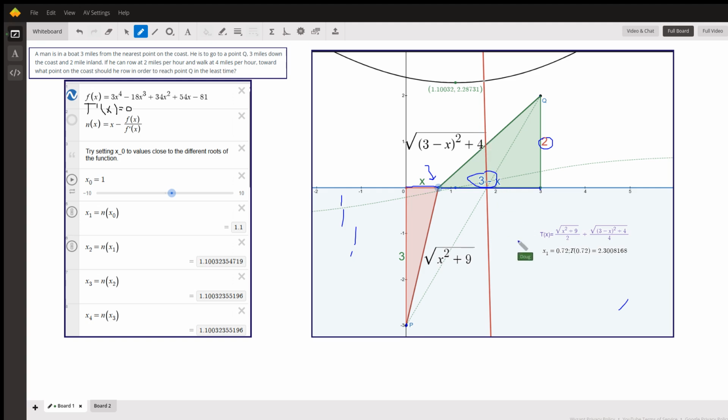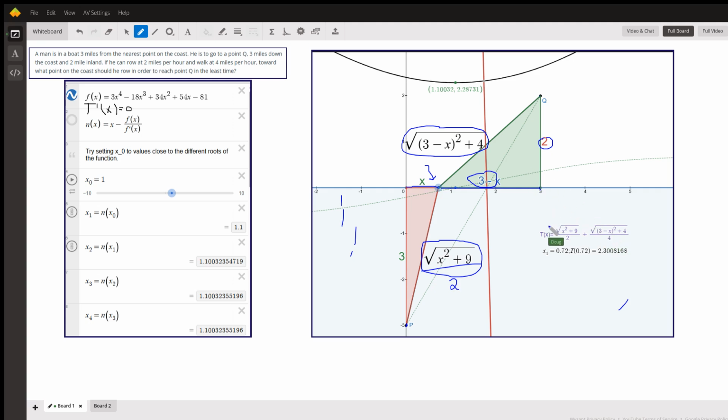Now for the time function, these represent distances. We have to divide by the rate to get the time that he's traveling along those paths. So the total time function is this distance divided by 2 because he rows at 2 miles an hour, plus the distance that he walks divided by 4 will give him the time that he walks.